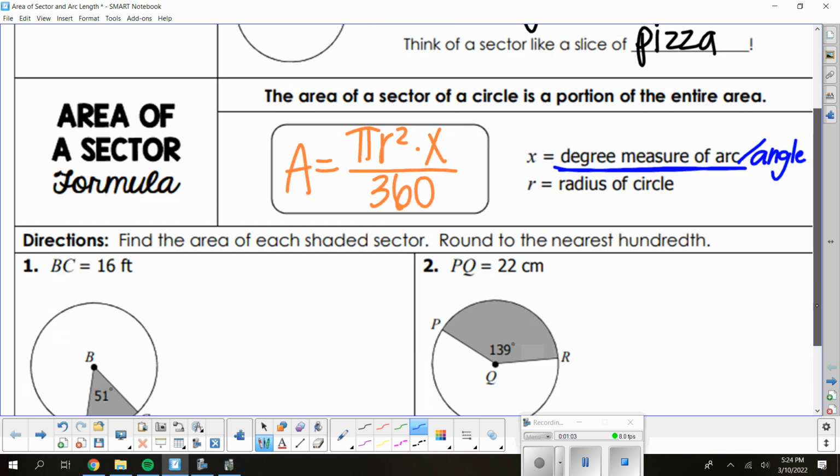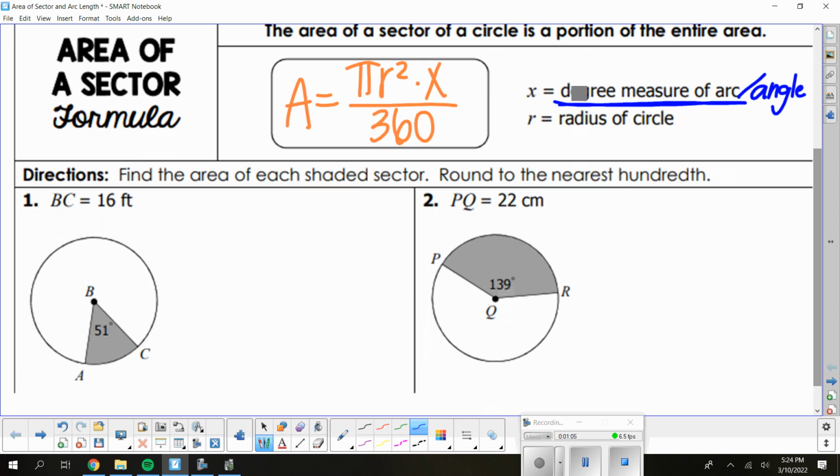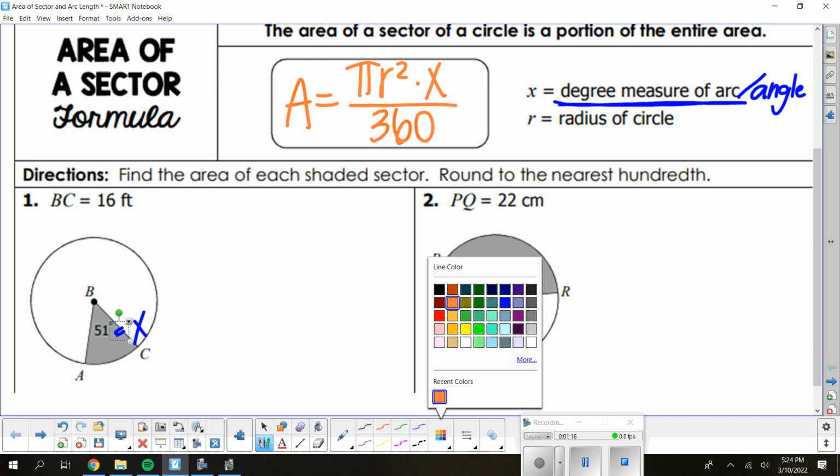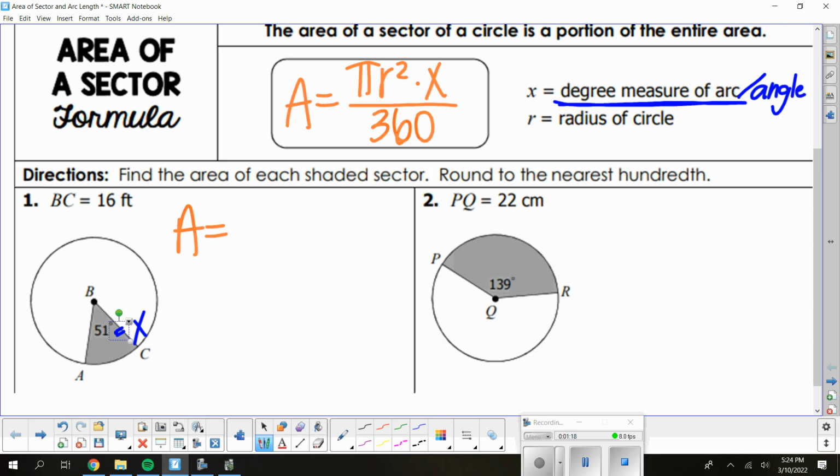So if we're looking at the first one, I'm always finding the area of the shaded region. My angle is 51 degrees, so that is going to represent my x. Plugging into my formula, area is equal to pi times radius. They tell me my radius is 16 feet, because that's what B to C is. So 16 squared times x, which is that angle, 51, all over a whole circle, which is 360.